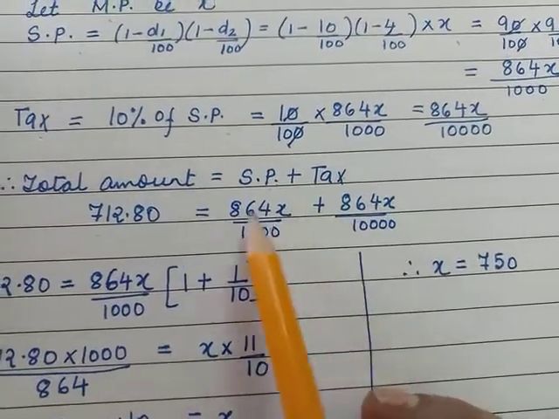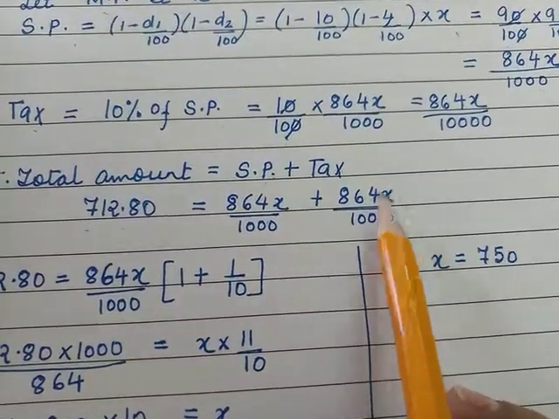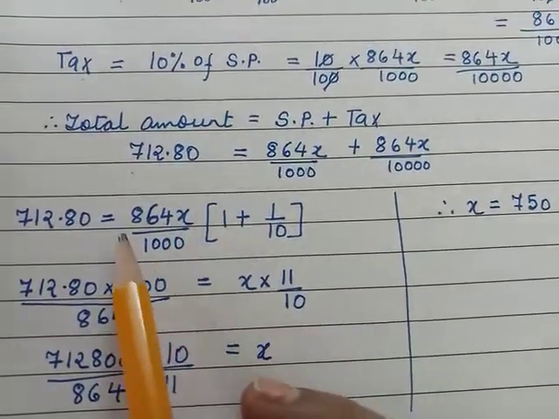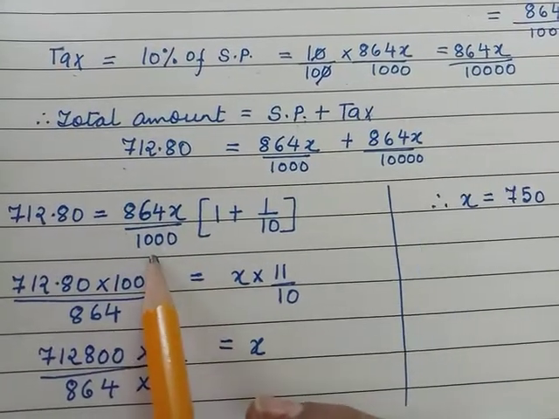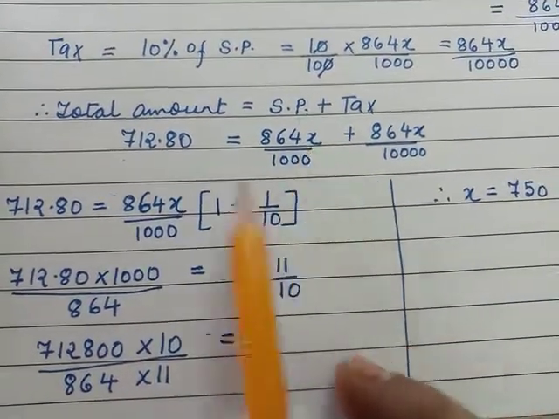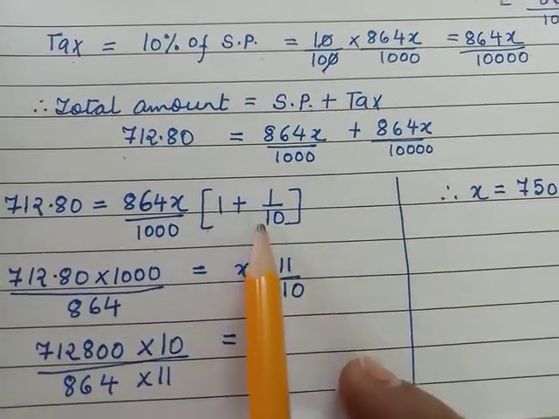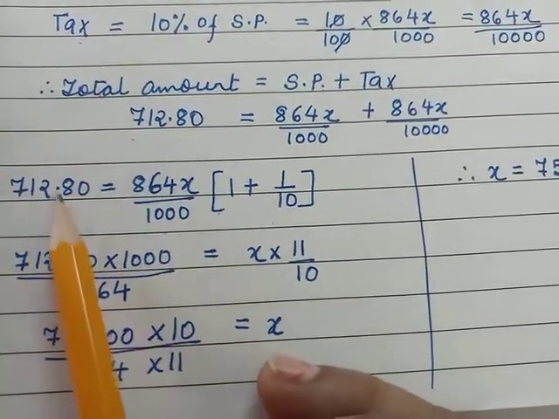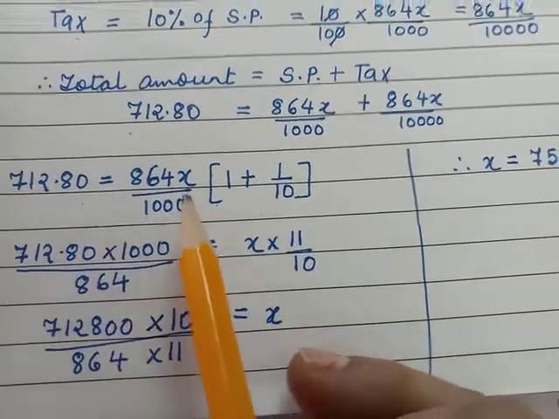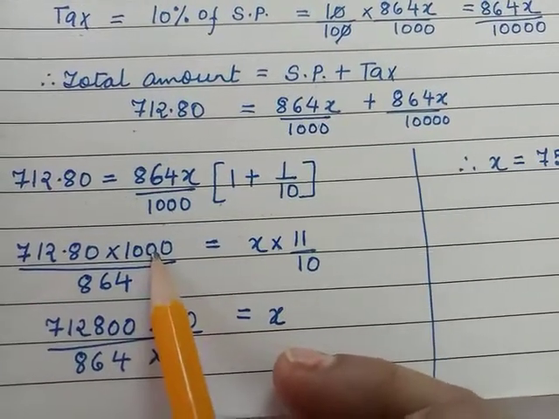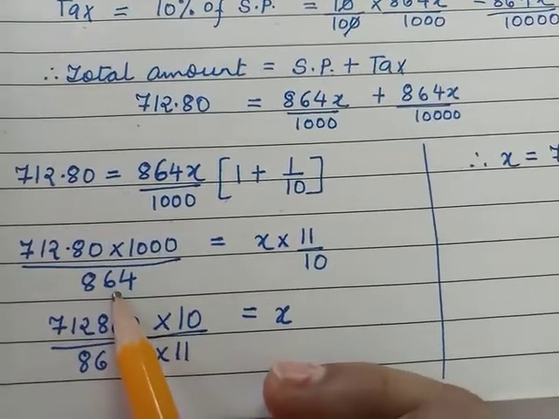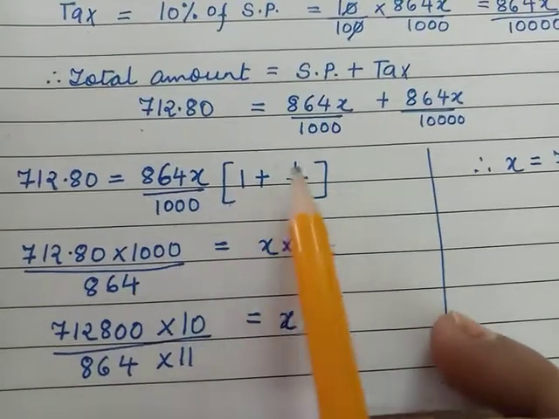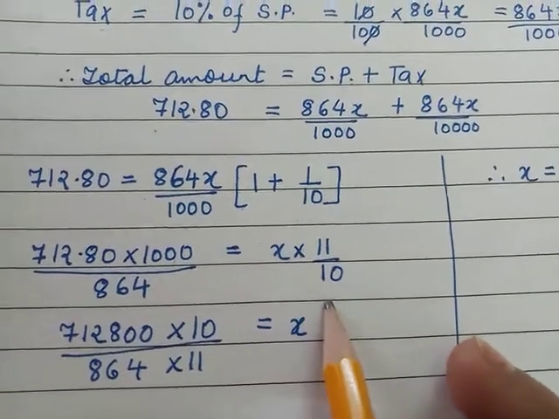So what is common from both? In the numerator 864x is common, in the denominator 1000 is common. So I take it common. So in the numerator 864x upon 1000. So what is left in the first term? That is 1. In the second term 1 by 10. And we add both. And I transpose this 864 and 1000 to the left side. So 1000 was in the denominator, it will go in the numerator, and 864 will come in the denominator, into x, which I kept here as we are looking for the value of x. 1 plus 1 by 10 will give you 11 by 10.